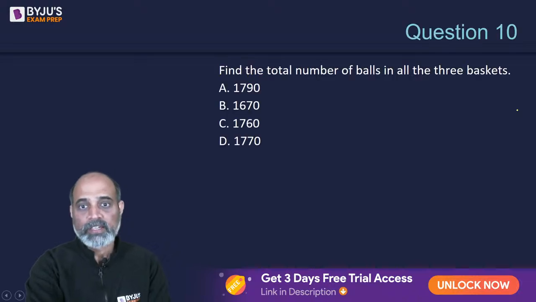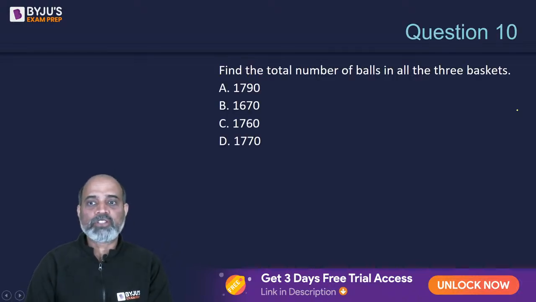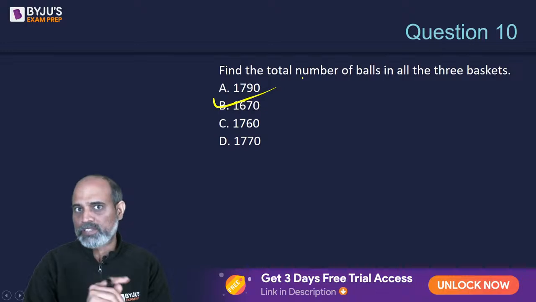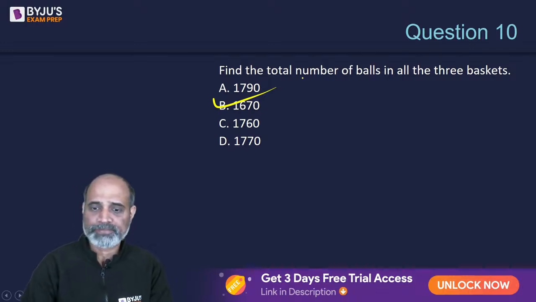Right? Find the total number of balls in all the 3 baskets. We have already solved. This is 1670. Right?